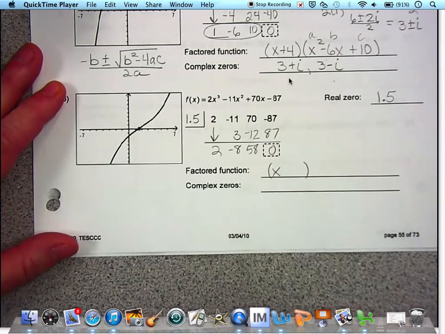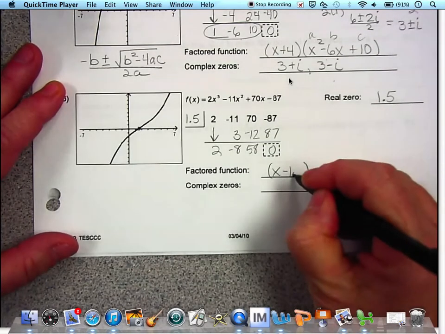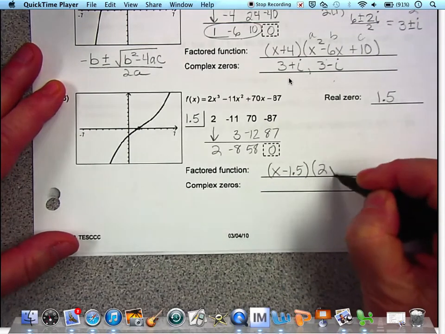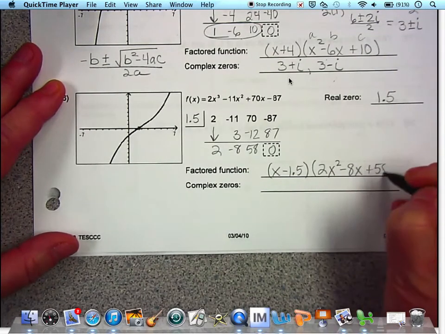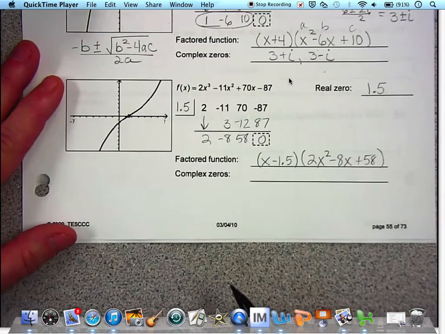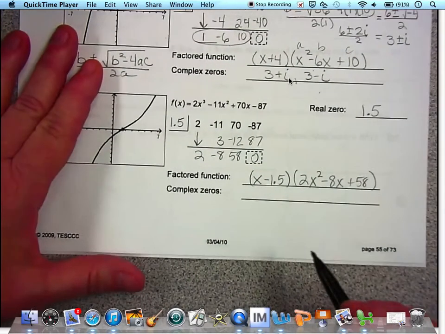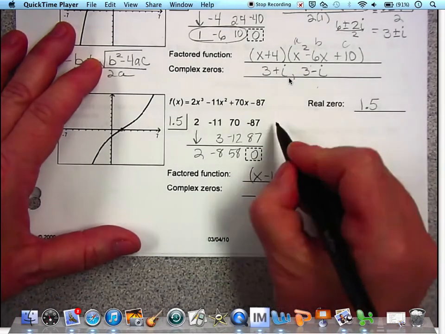Oh my god. The polynomial is 2x squared minus 8x plus 58. Oh my goodness. Okay, how are we going to find the complex ones? That's square root, John. How about the quadratic formula? Yeah, that one.